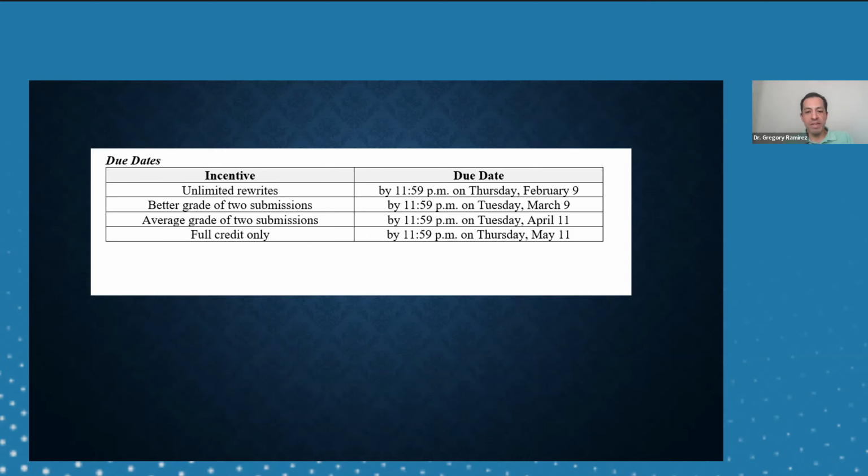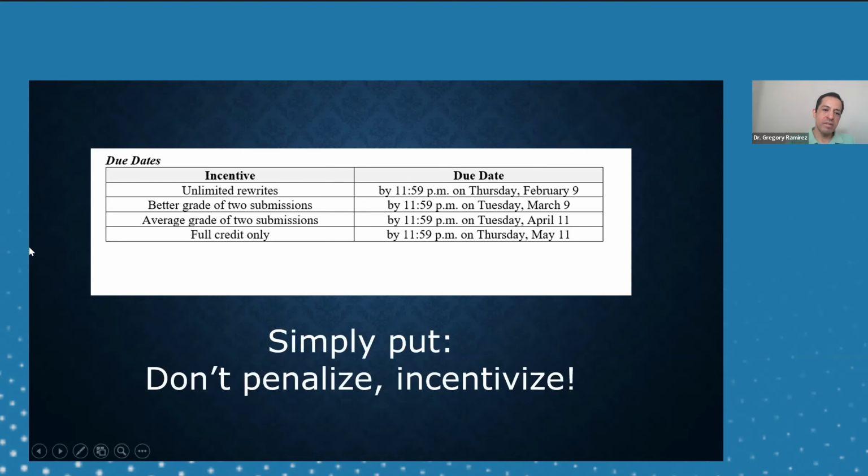And then finally, with what we have right there where it says full credit only, it wouldn't be any rewrite opportunity, but just a one and done deal, giving them up until, at least my willingness to give them up until the last week of instruction, the week prior to finals, to get that particular essay in. And I think it just boils down to this. If I had to put it simply: don't penalize, but incentivize.